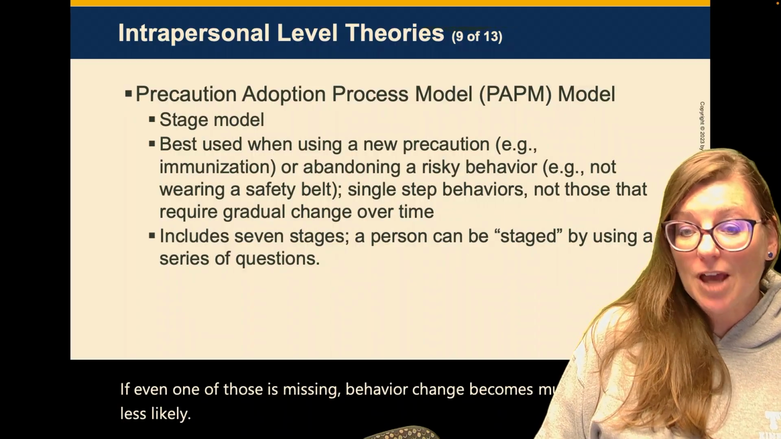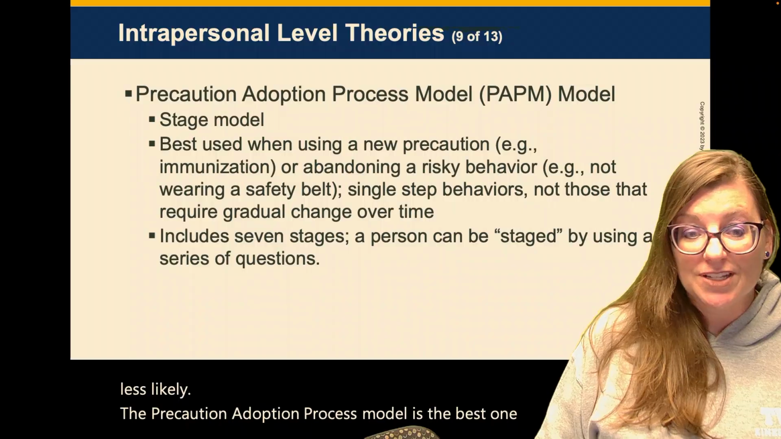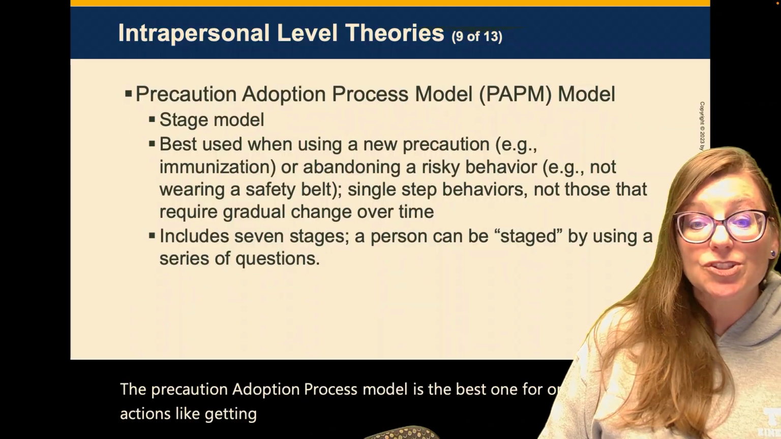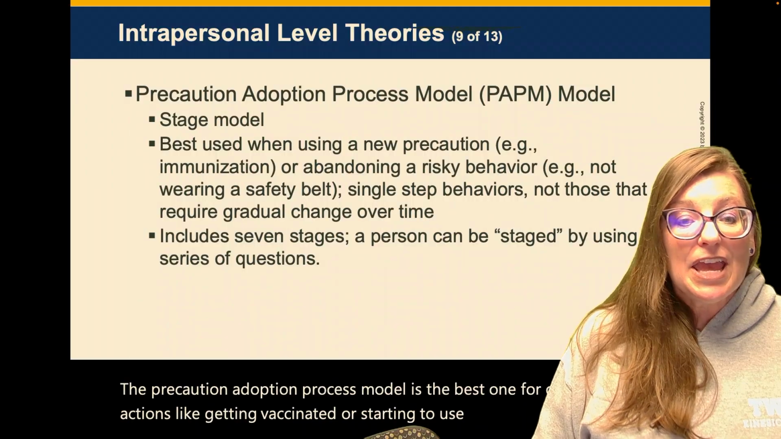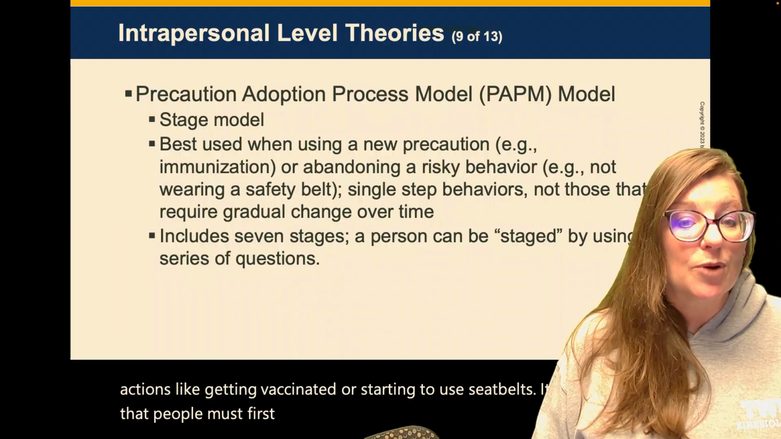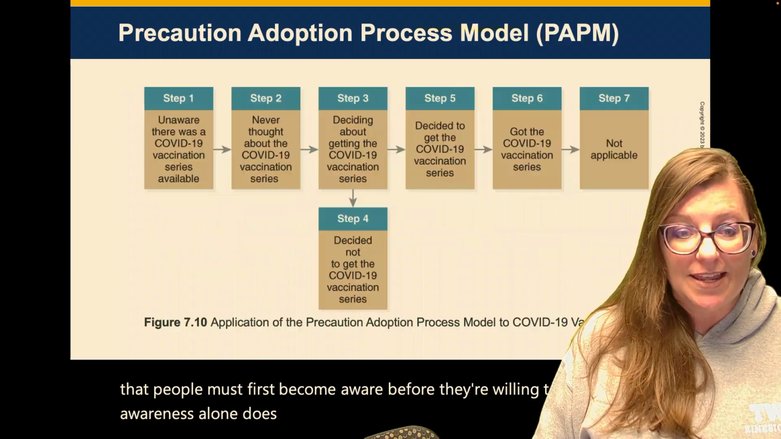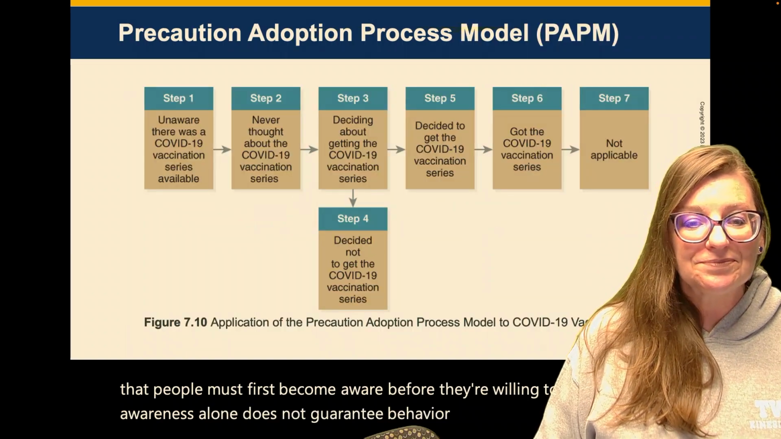The precaution adoption process model is the best one for one-time actions like getting vaccinated or starting to use seatbelts. It recognizes that people must first become aware before they're willing to act, and that awareness alone does not guarantee behavior change.